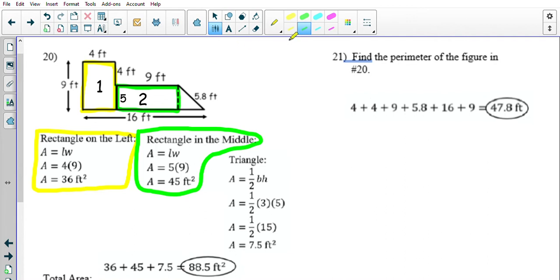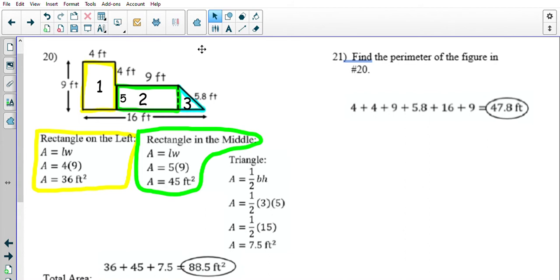Then we finally have our triangle here. I'm going to call that region 3, and I'm going to highlight it in blue. So that's going to be region 3. Now I do not need the 5.8. In question number 21, I will need the 5.8, but the base and height are going to be the dotted line and then this distance right here that's highlighted in blue.